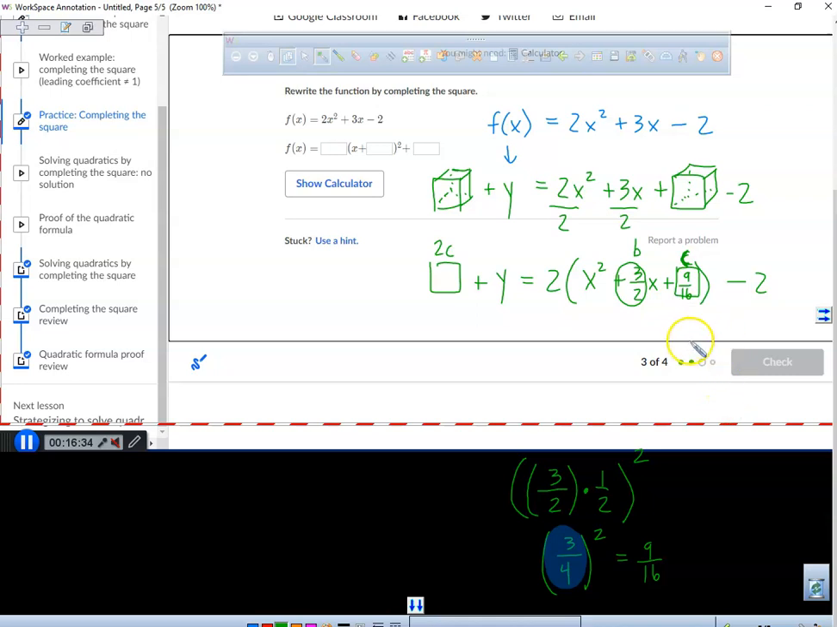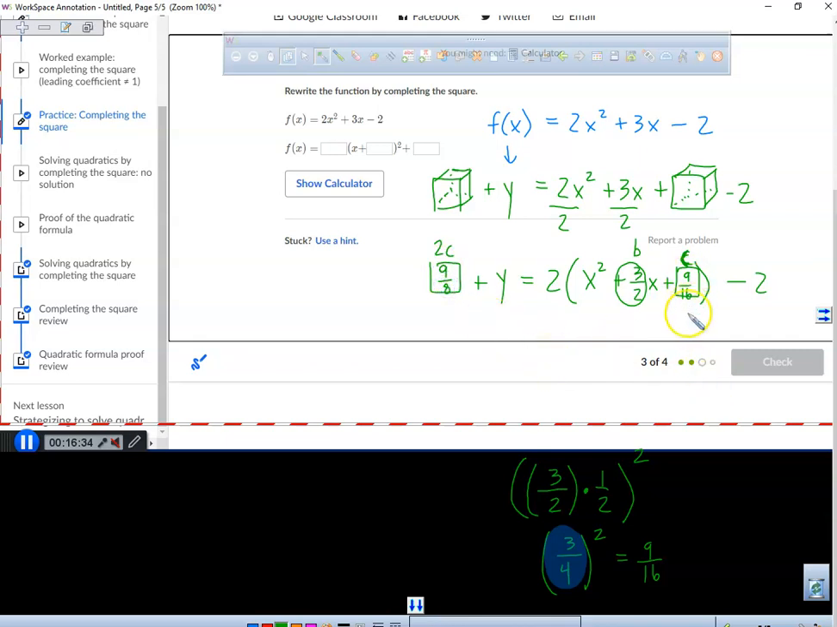Now I'm going to freak you out here just a little bit. That's 9 over 16, and I have to multiply that by 2. 2 goes into 16 a total of 8 times. So this side is actually going to be 9 over 8. Now, if you can't do that in your heads, don't freak out.